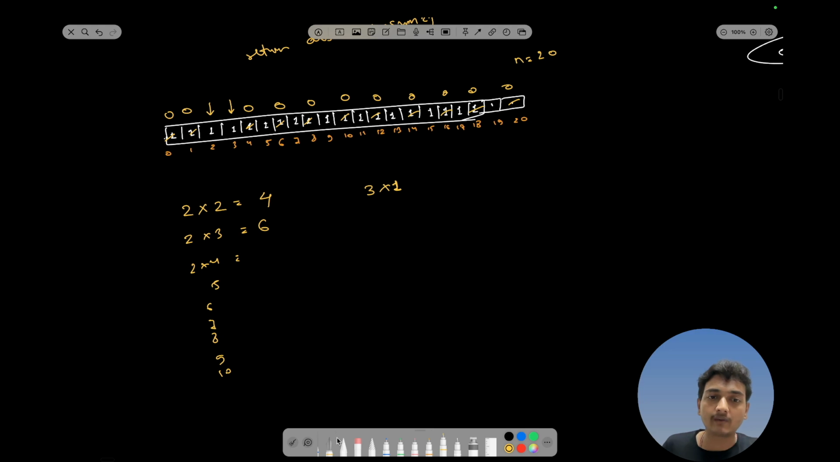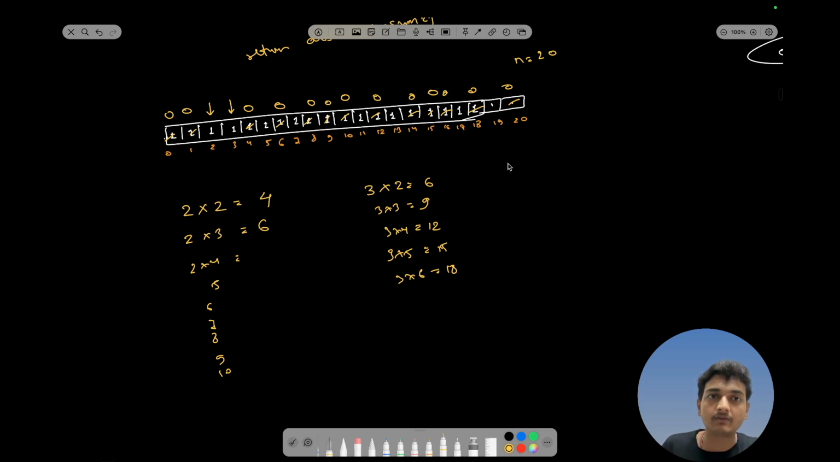So I will be going from 3 into, not 3 into 1, I will be going from 3 into 2. Okay. So 3 into 2 is 6. Okay. 3 into 3 is 9. Okay. I can move this to 0. 3 into 4 is 12. Okay, this is already 0, nothing to do. 3 into 5 is 15. I can move it to 0. 3 into 6 is 18. So 18 is already 0, not an issue. Now 3 into 7 I won't be doing because that is out of range.